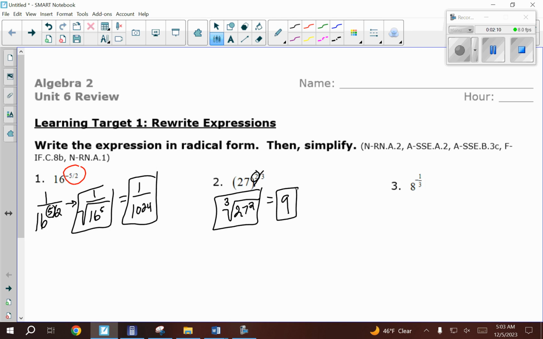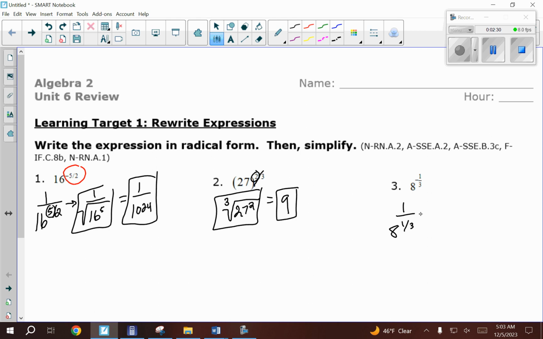Okay, the next one, again, it's got the negative that we don't like, so we're going to have to flip this. We're going to turn it into 1 over 8 to the 1/3. And that's not the answer yet. Let me rewrite that because that was ugly. 1/3. That's not the answer yet because I haven't converted it to the radical yet.